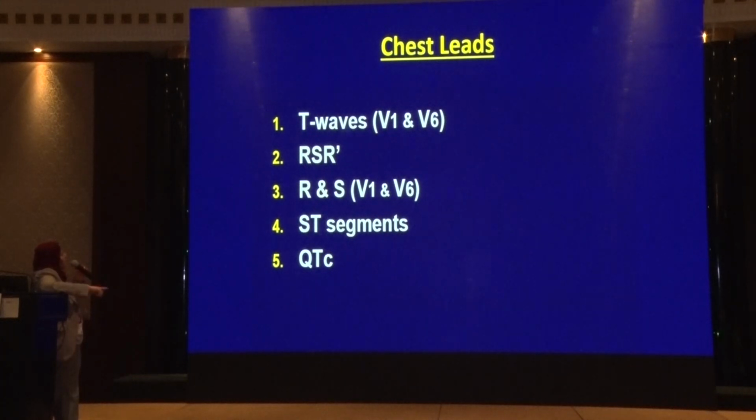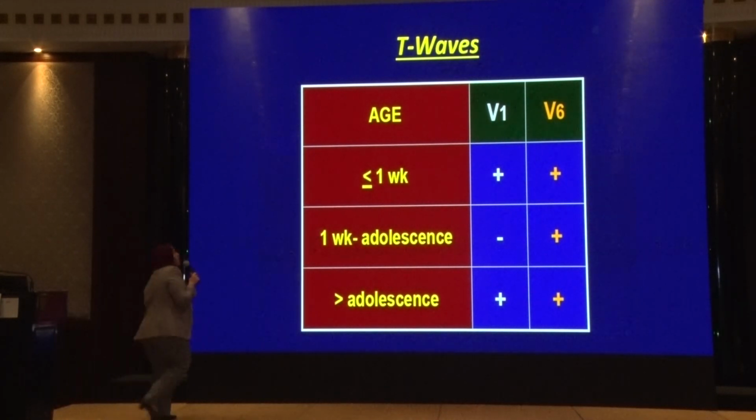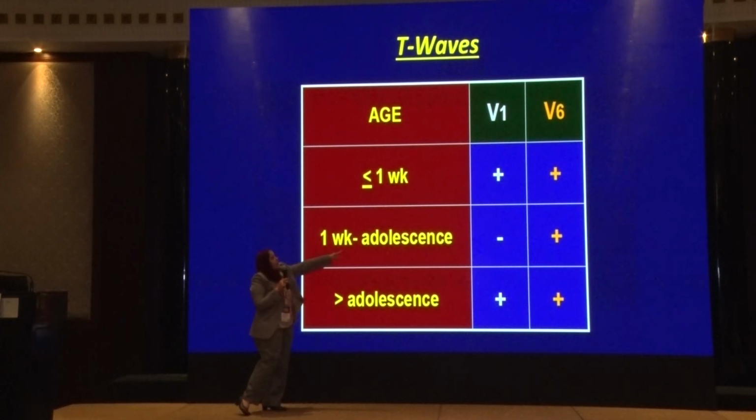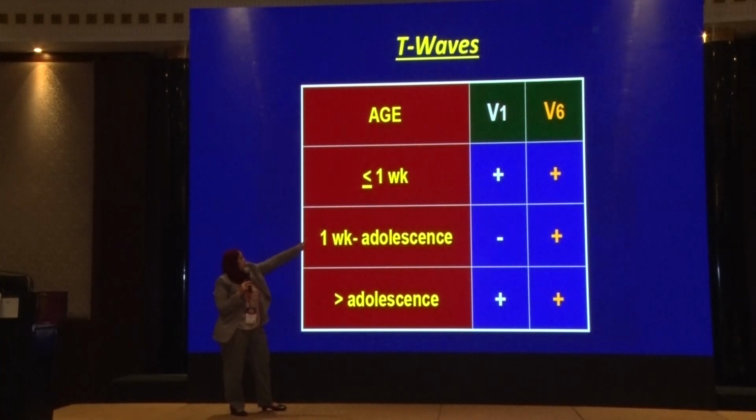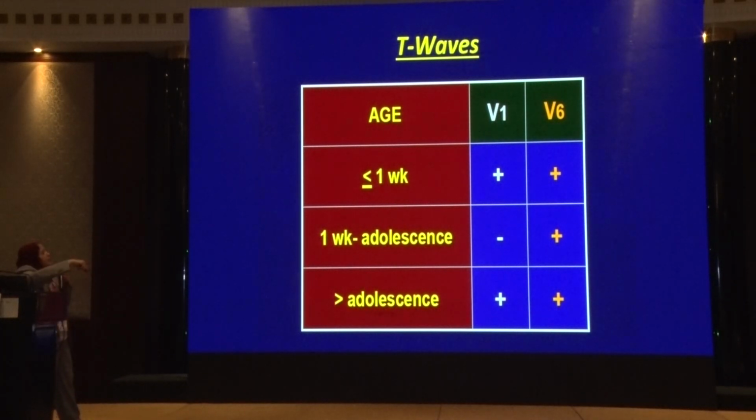First, we look for the T waves, because the T wave is a big difference between us and the adults. In the first week of life, they are positive in V1 and V6. Then from 1 week until adolescence, it is normal for them to be negative in V1. In adults, this means ischemia. In infants or in children up to adolescence, it's normal to be inverted. If we find it positive in V1, this means that the right ventricle is hypertrophied. And then after adolescence, as we are turning to adult, it should be positive. We should notice that the T wave should always be positive in V6. It's never negative in V6, or this means we have a problem.